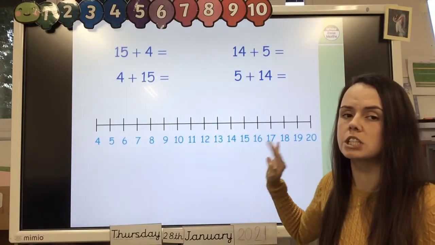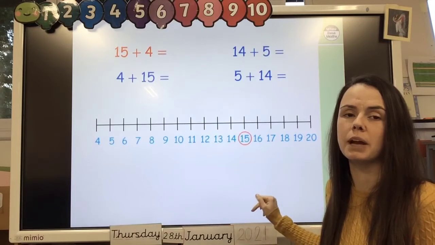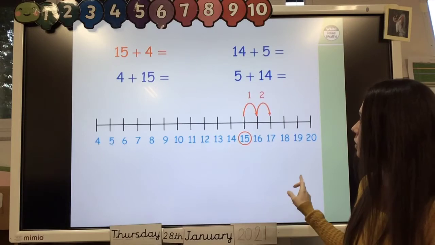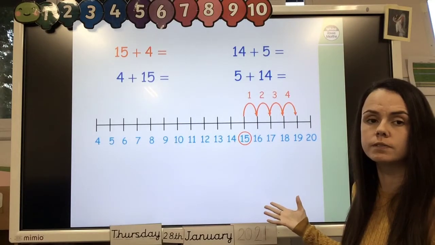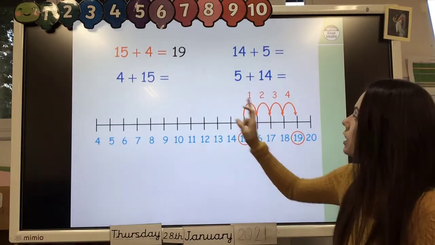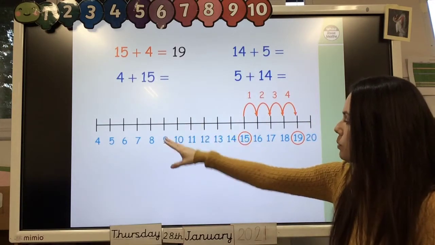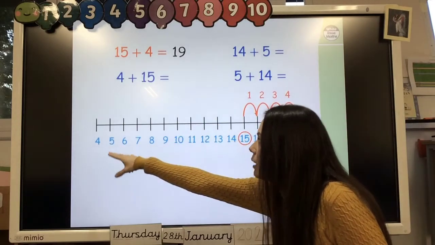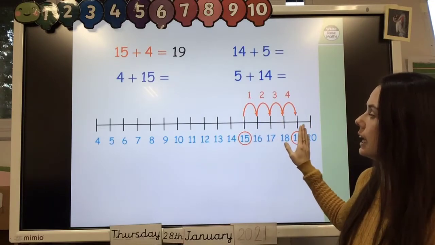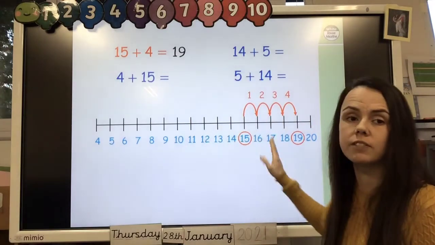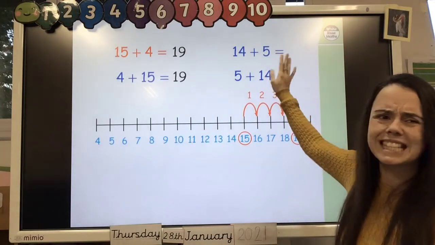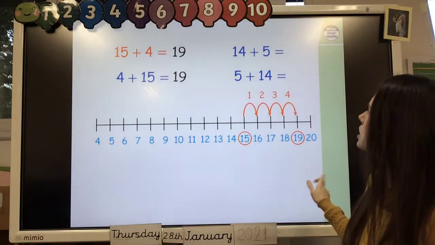Let's see. So 15 add 4 makes 15, count on 4, 1, 2, 3, 4. That makes 19. Let's put 19 up. 4 add 15, if we were to do that, we'd start at 4 and we'd count along 15. Because we know that 15 add 4 is 19, 4 add 15 must also be 19. But why is this question here on the same page?